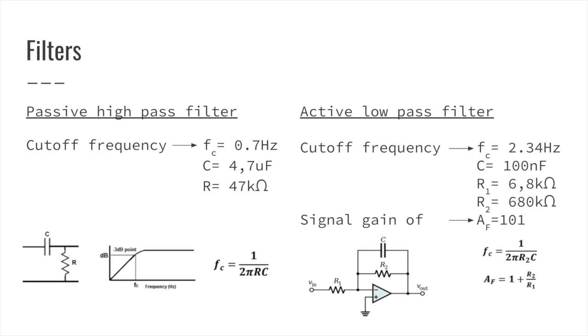We know that the heartbeat will most likely have a frequency between 0.7 and 2.34 Hz, so we chose that as our cutoff frequency for the filters. The passive high-pass filter cancels out frequencies lower than 0.7 Hz, and the active low-pass filter cancels out frequencies higher than 2.34 Hz. Here you can also see the equations for finding the different resistors and capacitors for the filters.